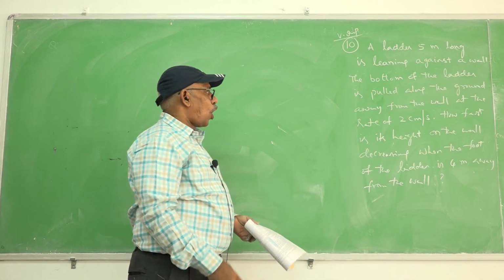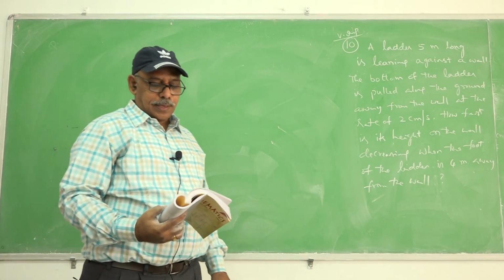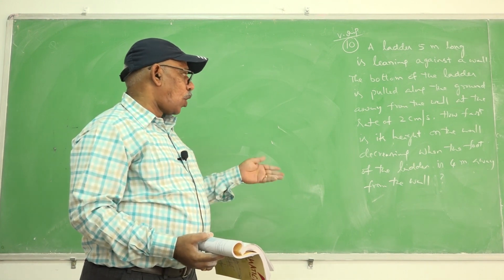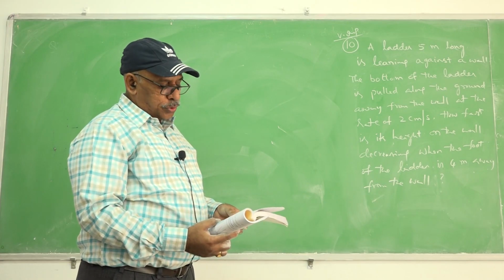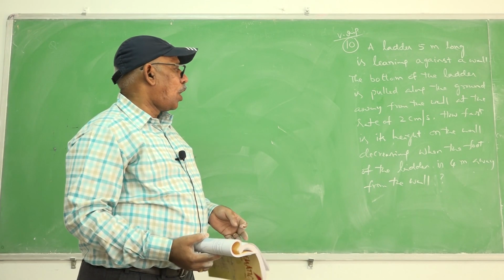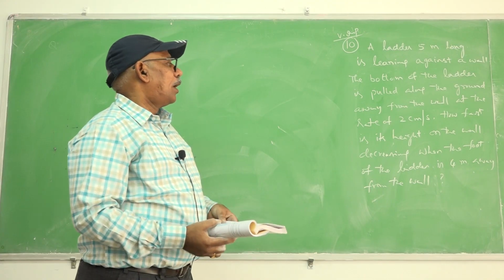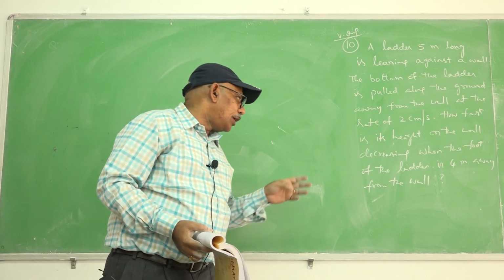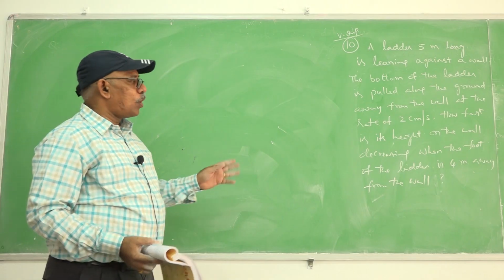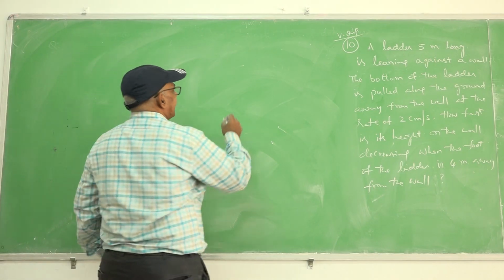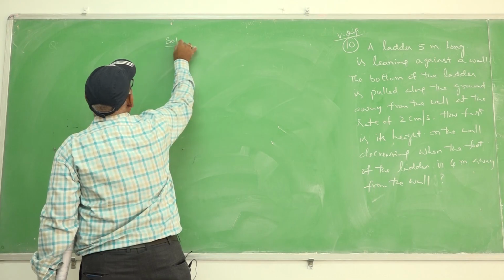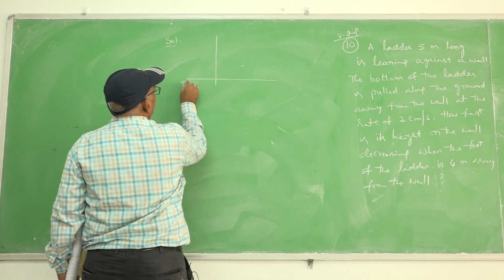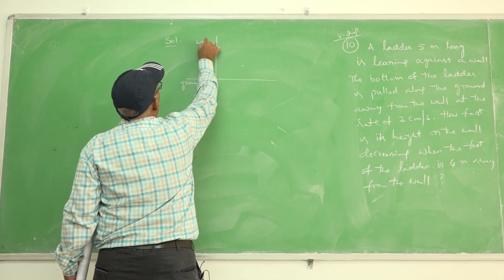A ladder of 5 meters long is leaning against a wall. The bottom of the ladder is pulled along the ground away from the wall at the rate of 2 centimeters per second. How fast is the height of the ladder on the wall decreasing when the foot of the ladder is 4 meters away from the wall? That is our question. Now coming to the solution. Let us suppose this is the ground and this is the wall.